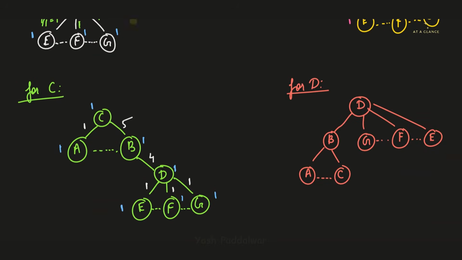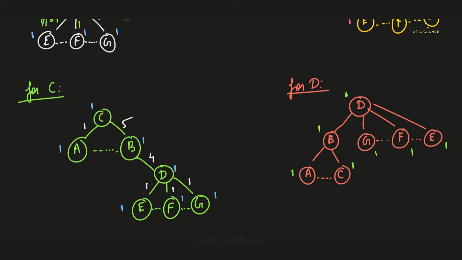Now, once we are done with it, we'll have to calculate the node weights. So that is the shortest path. From D to D, it is only one single shortest path. From D to B, it is one. From D to A, it is one again. From D to C, it is one again. Now, when we talk about D to G, it is one. Similarly, for D to F, it is one. For D to E, also it is one.